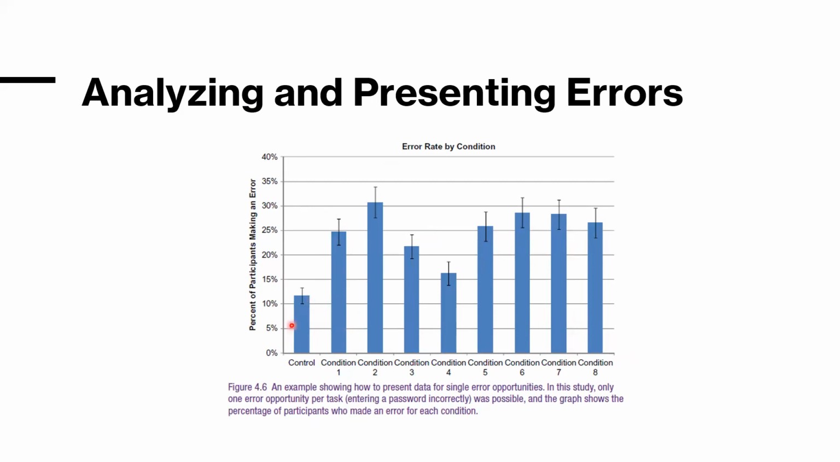So the control can be your setting where there are no changes. It can be a particular design. But if you want to change the design and test other variants, then it can be the experimental setting or condition here.